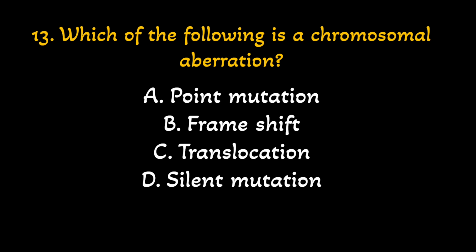Among the 4, the correct option is option C, that is translocation. So student, why? Because translocation is a structural change in a chromosome where a segment from one chromosome is transferred to another. So it's a chromosomal aberration, unlike point or frame shift mutations which affect individual genes. So option C, translocation, is a chromosomal aberration. It's the correct answer.